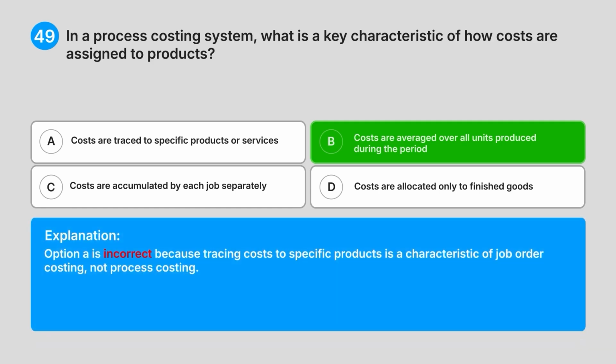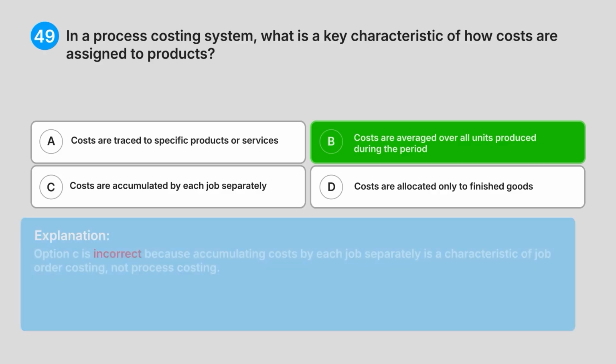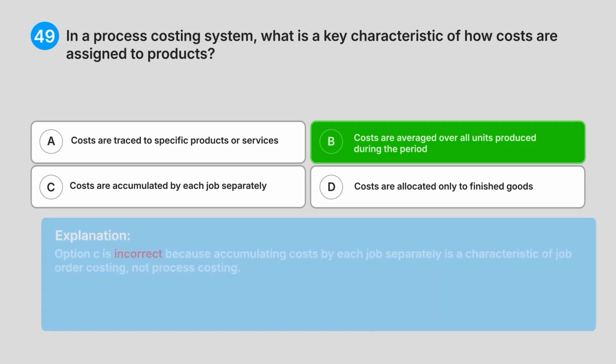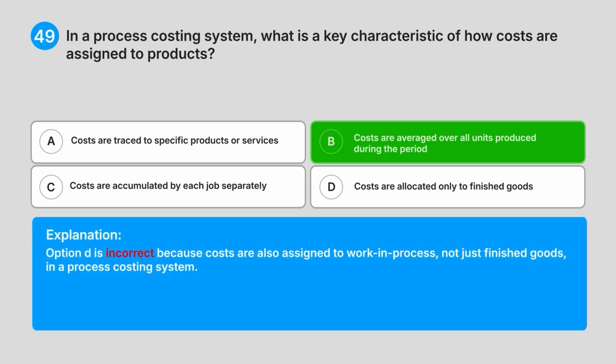Option A is incorrect because tracing costs to specific products is a characteristic of job order costing, not process costing. Option C is incorrect because accumulating costs by each job separately is a characteristic of job order costing, not process costing. Option D is incorrect because costs are also assigned to work in process, not just finished goods, in a process costing system.